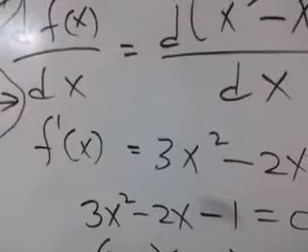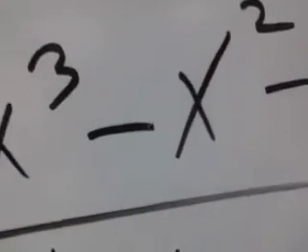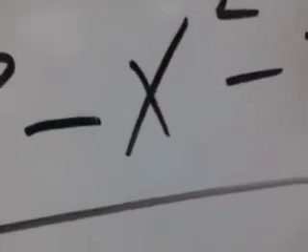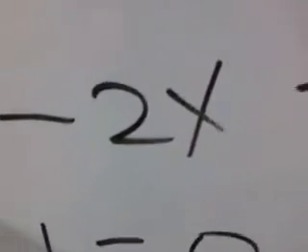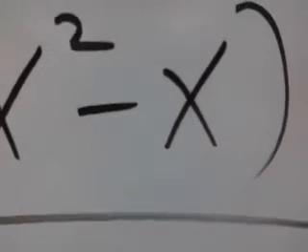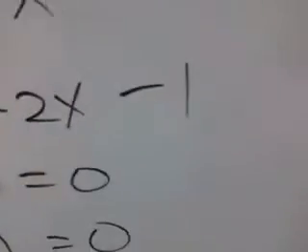I get 3x squared. Then I take the derivative of x squared. The derivative of x squared is 2x. So that's what I get here for the derivative of x squared. And the derivative of x with respect to x is 1, so we get minus 1. So that is the first derivative of our function.